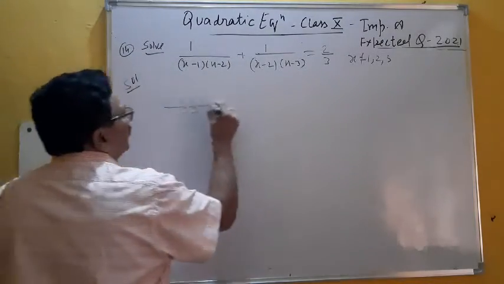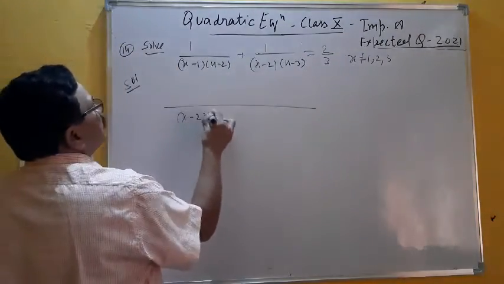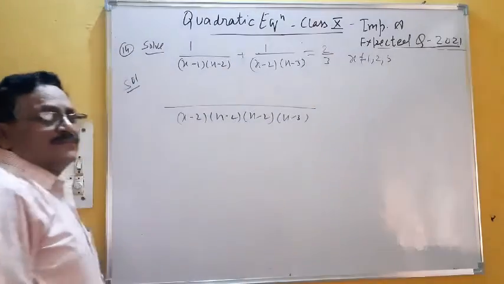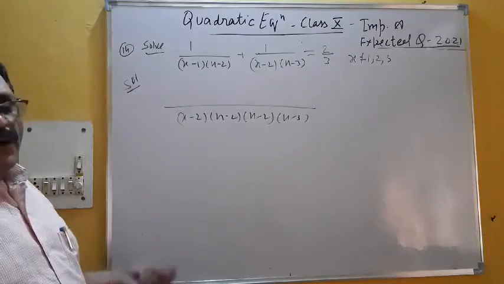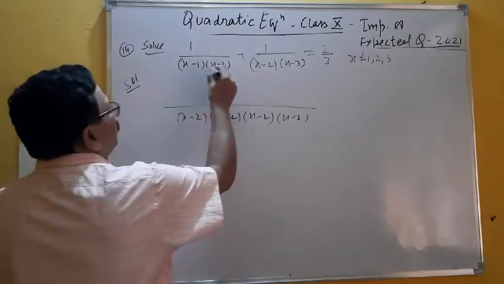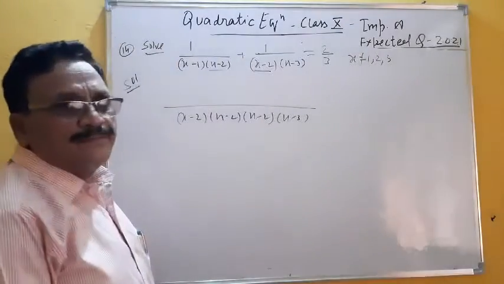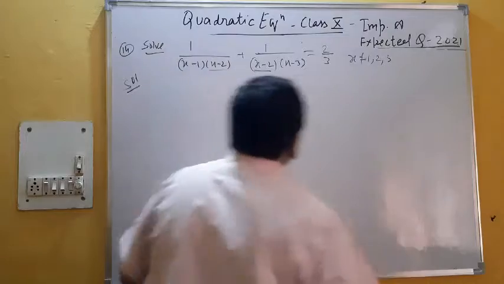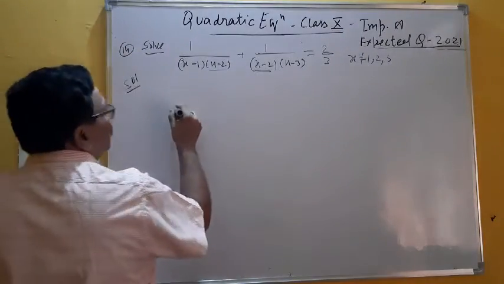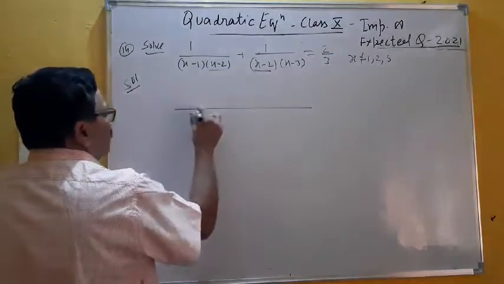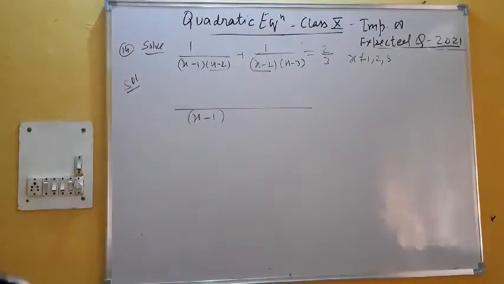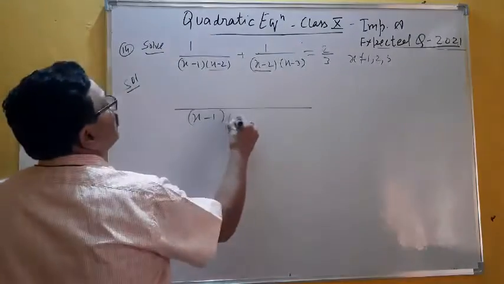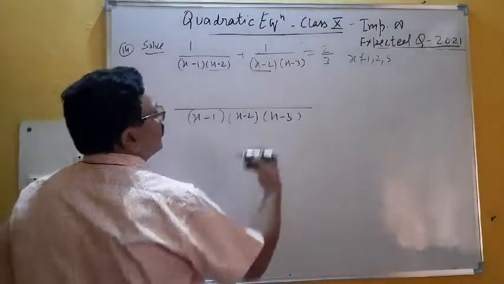So what they do is take the whole LCM like this: x minus 2, x minus 2, x minus 2, x minus 3. But why? Because x minus 2, x minus 2 is common, so better we write it only one time. See, x minus 1, x minus 1, x minus 2, x minus 3.